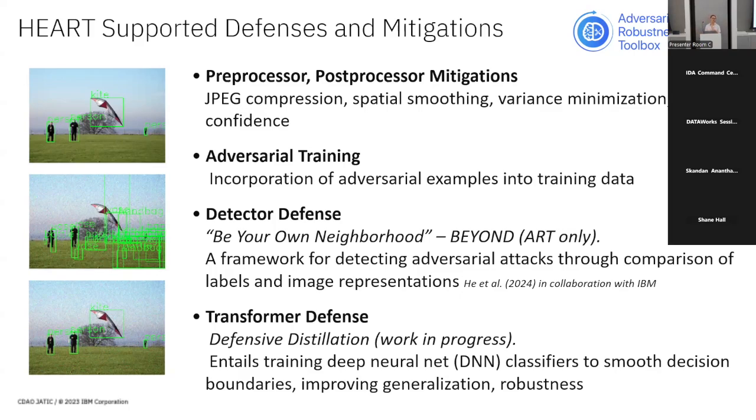We also have detector defense. This is a framework that aims to identify adversarial images, adversarial inputs, in order to discard them from model results. And then transformer defense, which is underway, coming to Heart soon. But this is even more involved, where we are training a deep learning model to smooth decision boundaries and improve robustness.